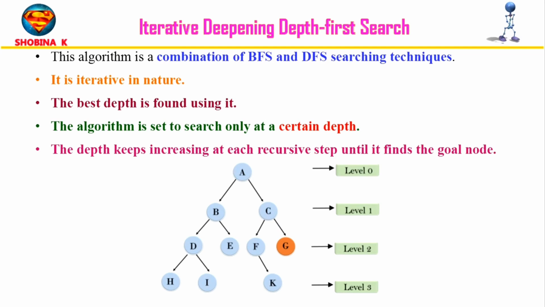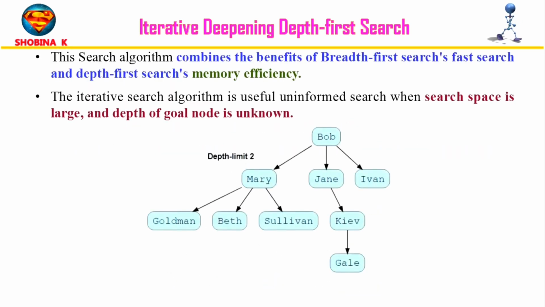And the next algorithm is iterative deepening depth first search. This algorithm is a combination of DFS and BFS. This search algorithm finds the best depth limit and does it by gradually increasing the limit until the goal is found. That is, this algorithm performs the depth first search up to a certain limit, and it keeps increasing the depth limit after each iteration until the goal node is found. This search algorithm combines the benefits of BFS fast search and DFS memory efficiency. And this algorithm is very useful when the search space is large and the depth of the goal node is unknown.